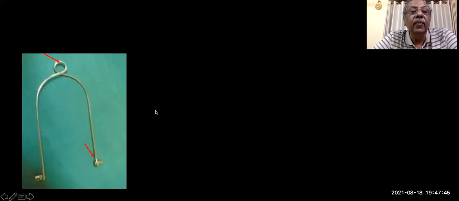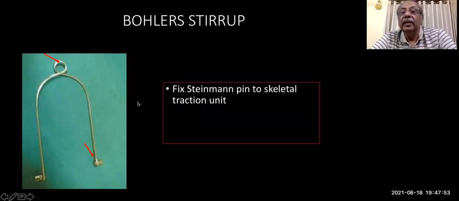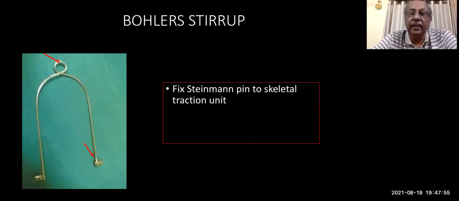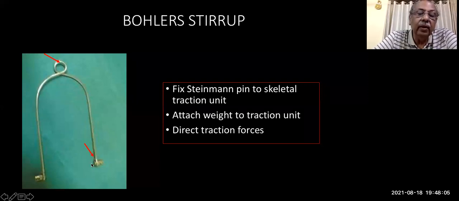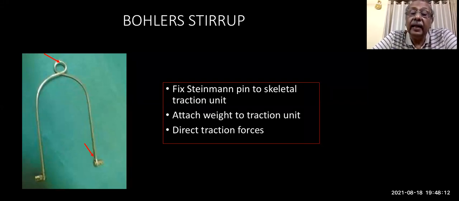Okay. So what is this apparatus that is used? This is called the Bohler's stirrup. The Bohler's stirrup, what is the indication? It will fix the Steinmann pin to the skeletal traction unit. And it can be used for attaching weight to the traction unit. And here you find there is a knob-like thing. Inside there is a hole. This can freely rotate, so this can adjust the direction of the traction forces. So it will always go in line with that of the femur.